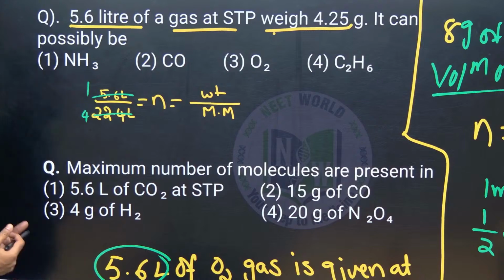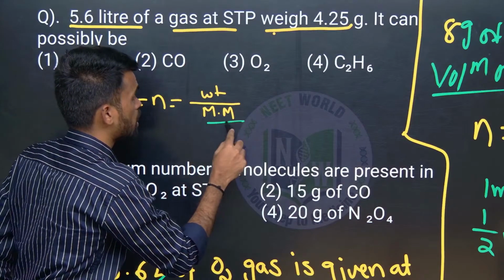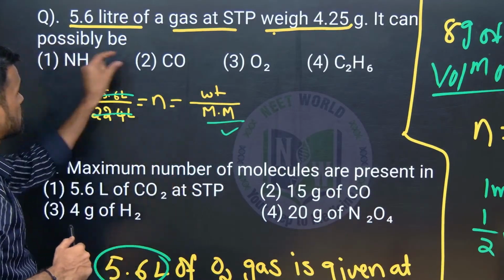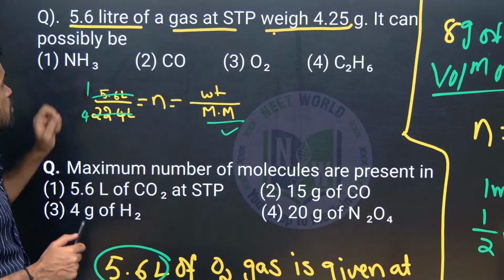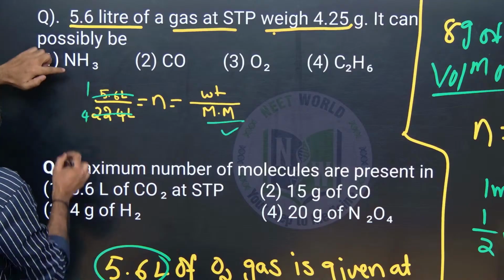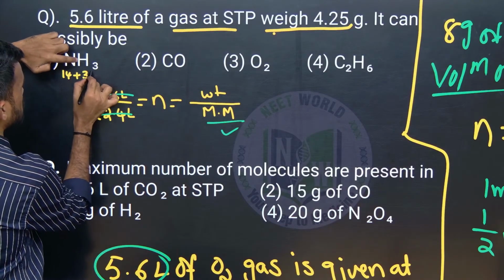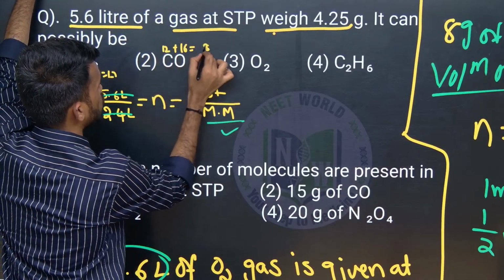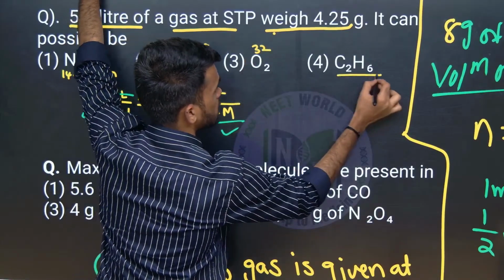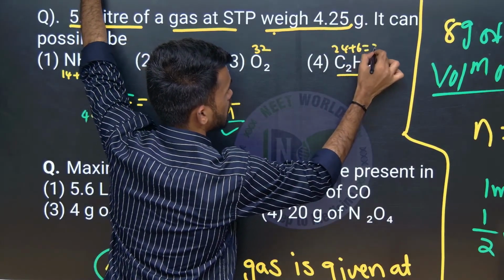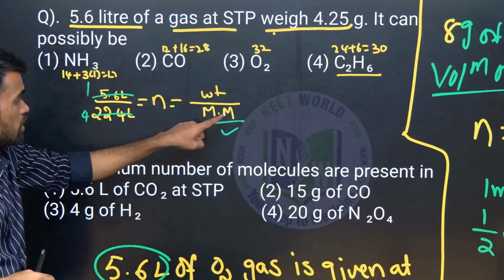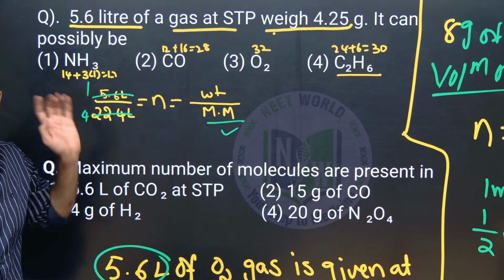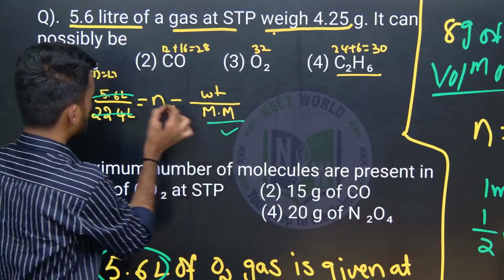Now I am going to find the molar mass. If we get a molar mass number, that number should suit one of the options. What is the molar mass of ammonia? Nitrogen is 14 and 3 hydrogens are 3 into 1, so that is 17. For carbon 12 and oxygen 16, it is 28. For this it is 32, and for this 12 into 2 is 24 plus 6, which is 30. Like this we got these molar masses. Whatever molar mass we find, if it equals any of these numbers, that will be our answer.